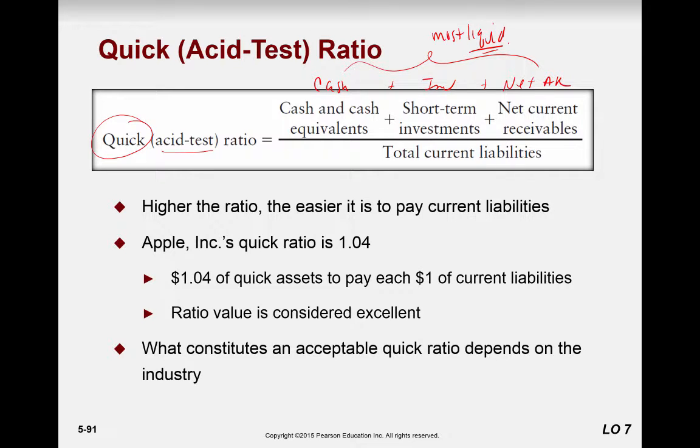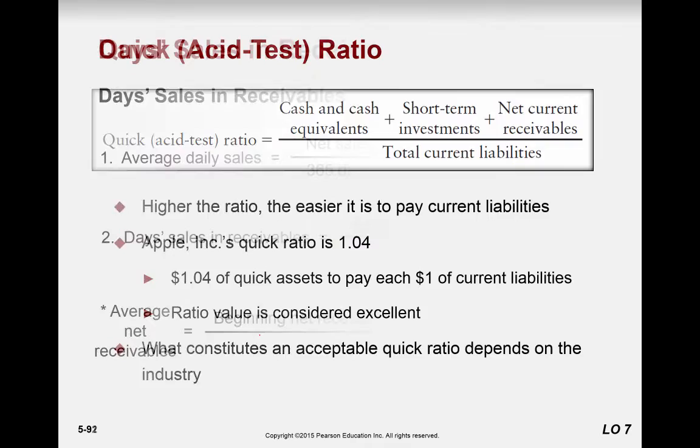So that's why we're only using cash. We're not using inventory in here, we're using investments. So note, that's different from the current ratio that we've computed. The higher this ratio, the better. Anything above a 1 is usually very good.